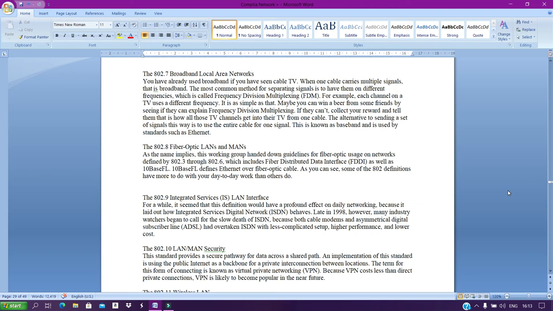Maybe you can win a beer for some friends by seeing if you can explain frequency division multiplexing. If you can't, collect your reward and tell them that is how all TV channels get into their TV from one cable. The alternative to sending a set of signals this way is to use the entire cable for one signal. This is known as baseband and is used by standards such as Ethernet.